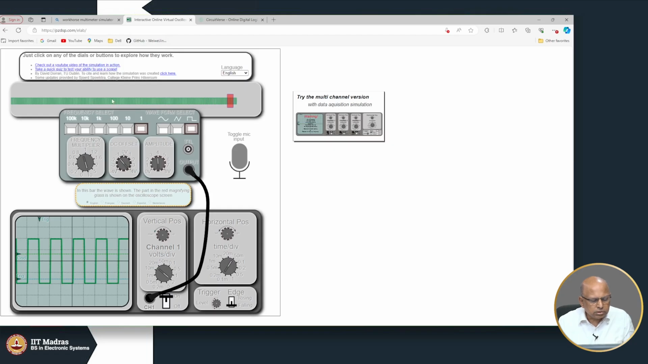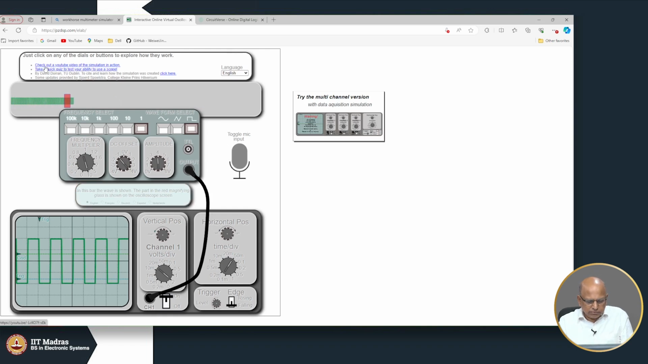Okay. All right. So basically, we have gone through at least two measurement instruments. One is signal generator, the other is the oscilloscope, and the third one was the multimeter. Multimeter can be used to measure voltages, currents, and all right.